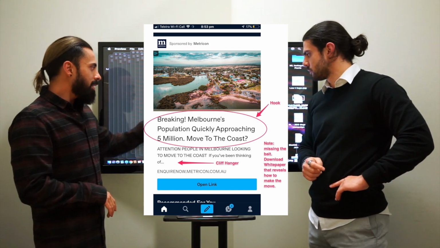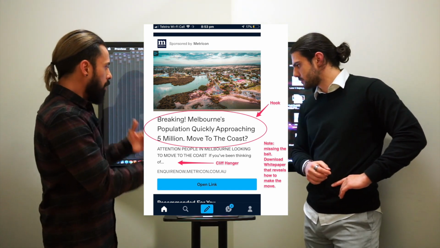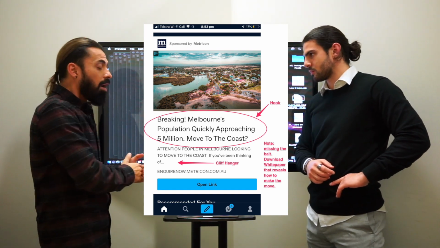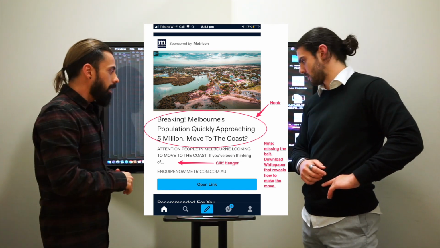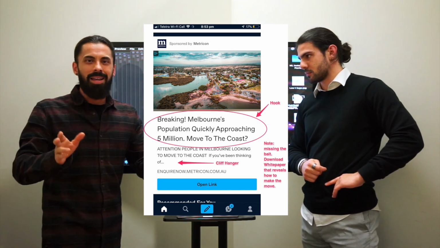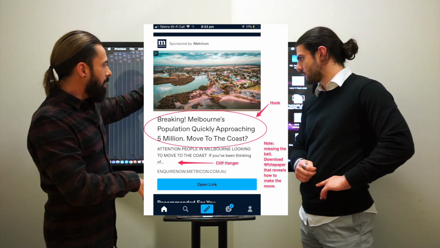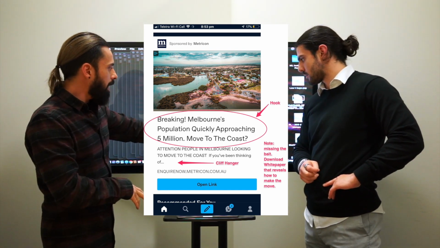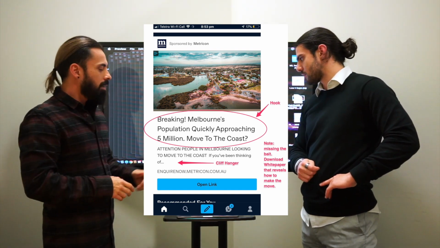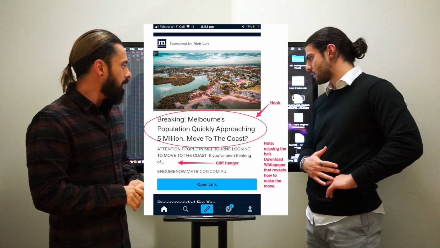Yeah. So that's where that is really good. Now, the cliffhanger. Attention people in Melbourne looking to move to the Gold Coast or to the coast. If you've been thinking of, right, there's that cliffhanger, then click here. Now, that's okay, it's not great. I know the agency that's running this, so I'm not going to throw them under the bus, but the cliffhanger is mediocre. It's just repeating what you saw here. So it's not really giving me an incentive to learn more, but it is still a cliffhanger.